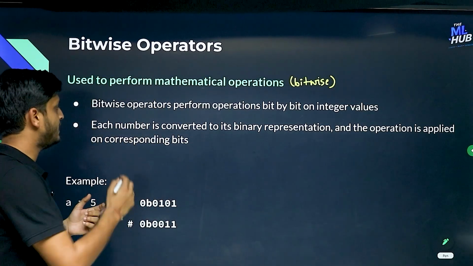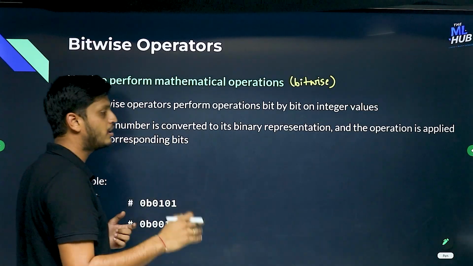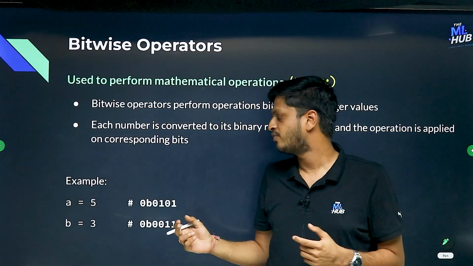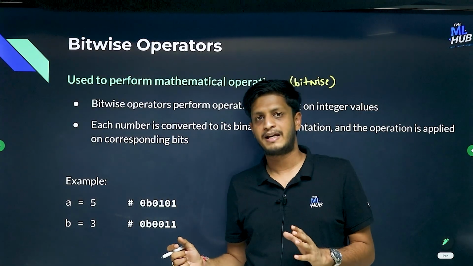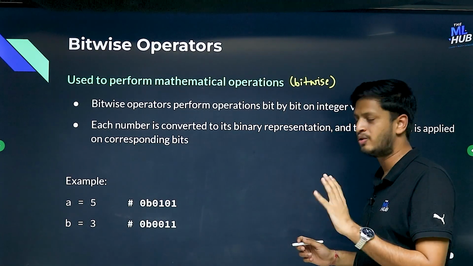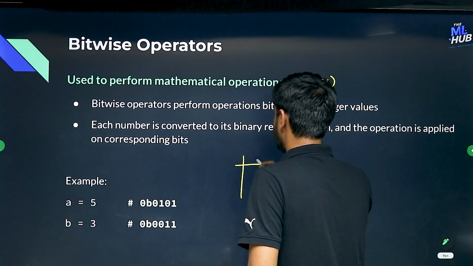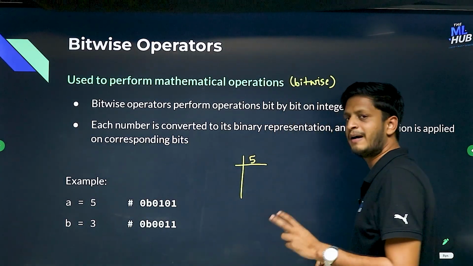So what happens exactly? Each number is converted to its binary representation, and then the operation is applied on corresponding bits. So firstly, you need to know how to convert a number to binary. To give you a very short trick to do binary, let's say the number is 5. How can you convert it to binary? So you just keep dividing the number by 2.